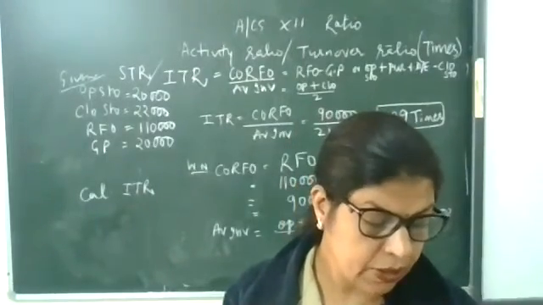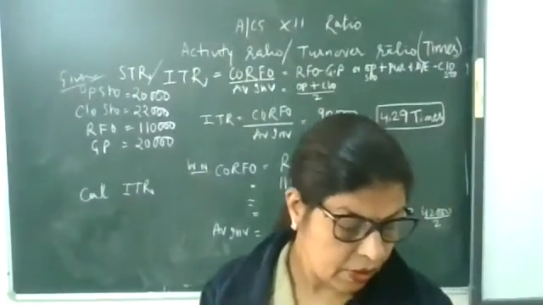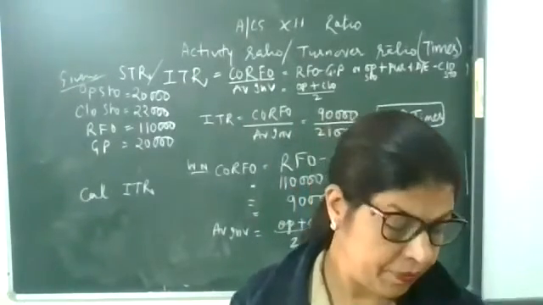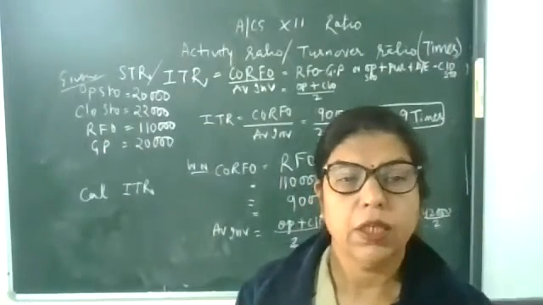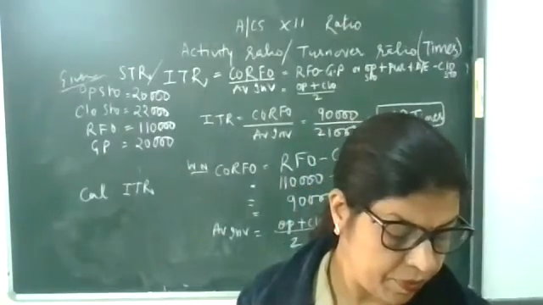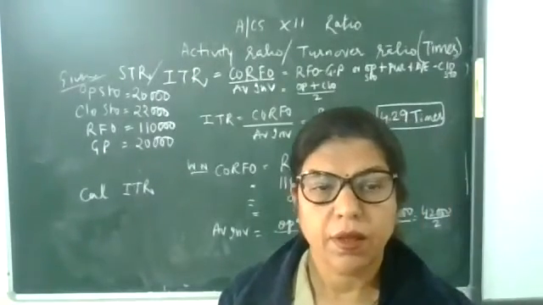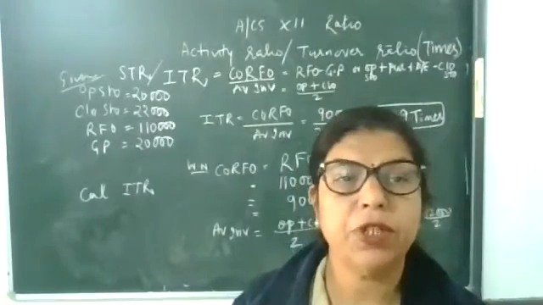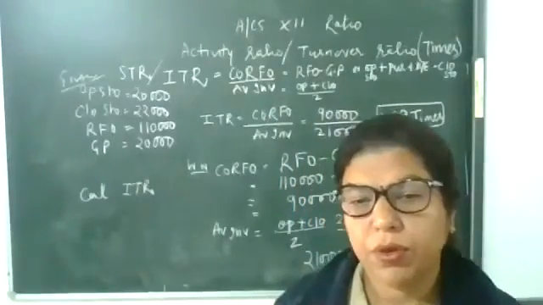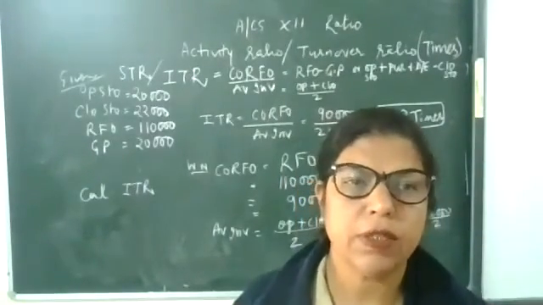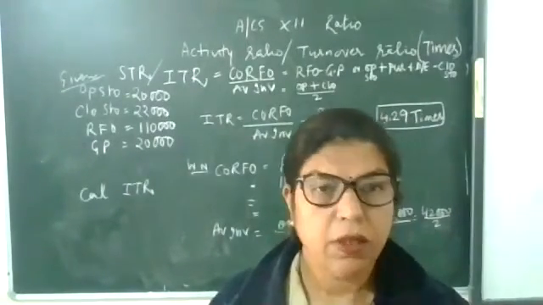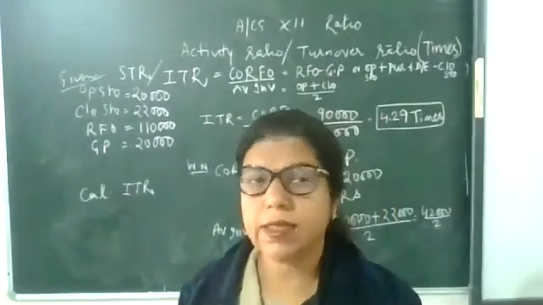Now next question. RFO 4 lakh, GP 1 lakh, opening inventory 55,000, closing inventory 45,000. Your answer will be 6 times.